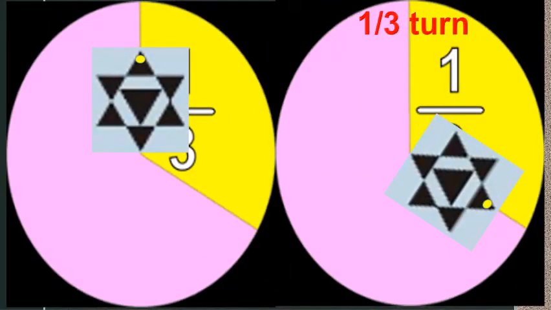Now, this shape is given to us. We have to give 1/3 turn to this shape. This is the original position of the shape. Here you can see that this yellow dot is upwards. After giving 1/3 turn to the given shape, it looks like this. Here we can see that now the yellow dot faces bottom right side.